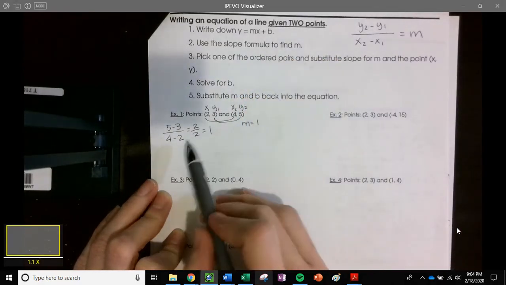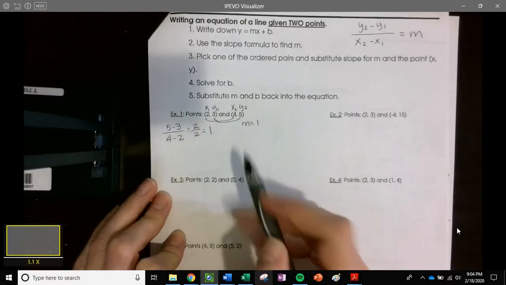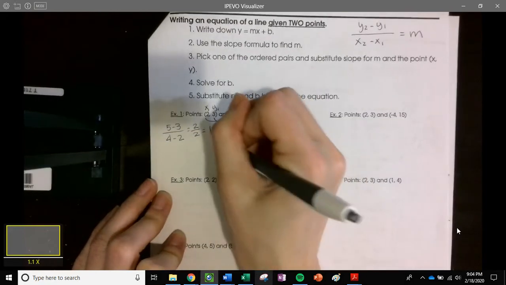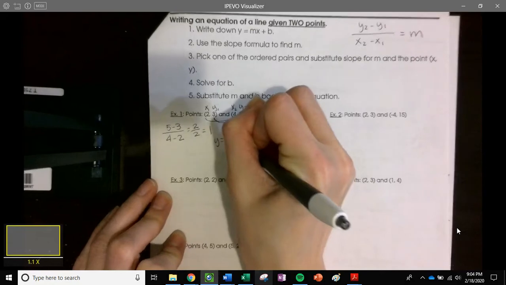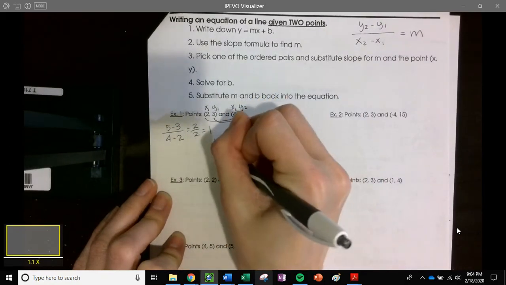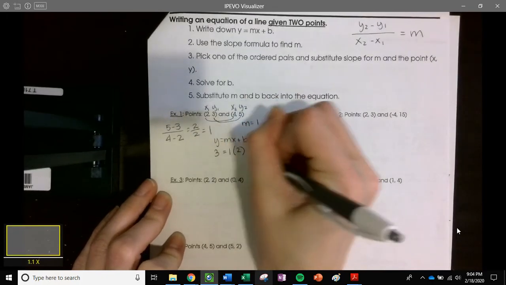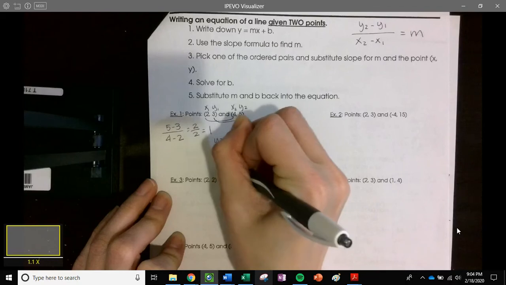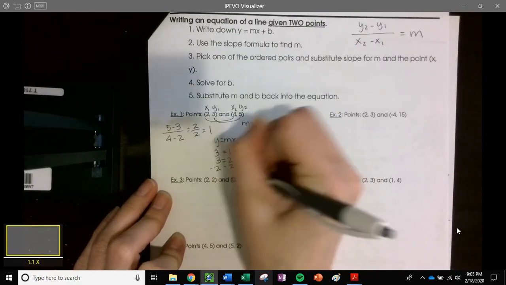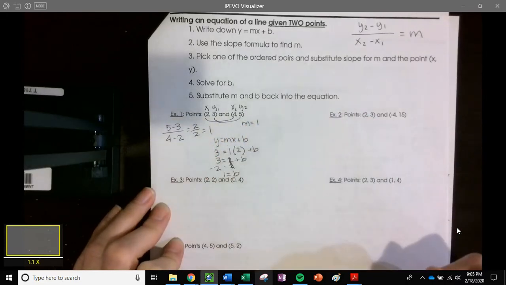Now I'm going to pick a set of points. I'll pick this 1, 2, 3, just because it's the first one. That's my x and my y. I'm going to fill in y equals mx plus b. My y is 3. My slope is 1. I just found it. And my x is 2. Plus b, 3 equals 2 plus b. Minus 2. I'm solving for b by getting rid of everything else. And I've got 1 equals b.